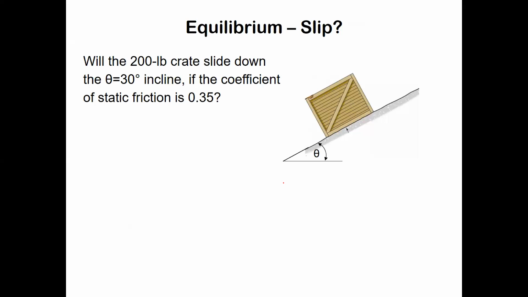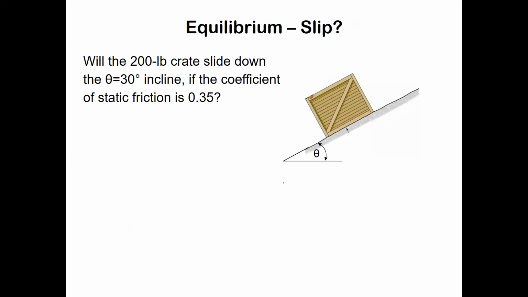So we're doing the first example problem. The question is, you got a 200-pound crate, you got a 30-degree incline. The coefficient of static friction is 0.35. Is it going to slide or not?